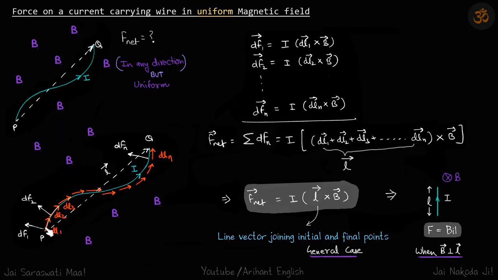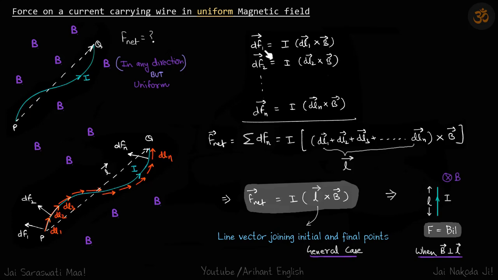So what we'll do is we'll break this piece of wire into small elements. So dL1, dL2, dL3 and eventually dLN. So these segments are very small. Then we'll calculate small forces on each element. So on the first element dL1, small force dF1 is I into dL1 cross B.